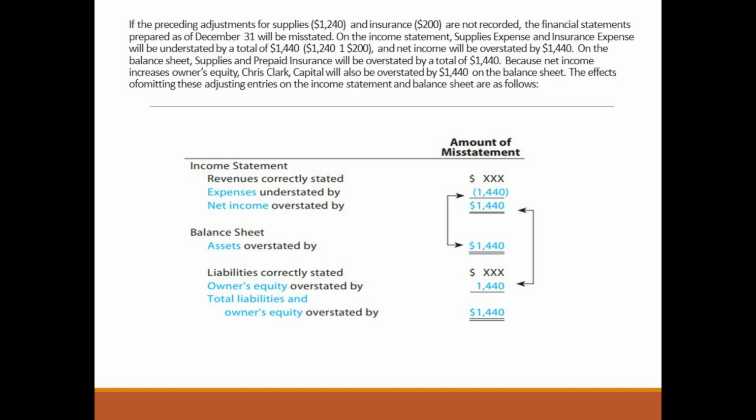On the income statement, supplies expense and insurance expense will be understated by a total of $1,440, and net income will be overstated by $1,440. On the balance sheet, supplies and prepaid insurance will be overstated by a total of $1,440. Because net income increases owner's equity, Chris Clark Capital will also be overstated by $1,440 on the balance sheet. The effects of omitting these adjusting entries on the income statement and balance sheet are as follows.